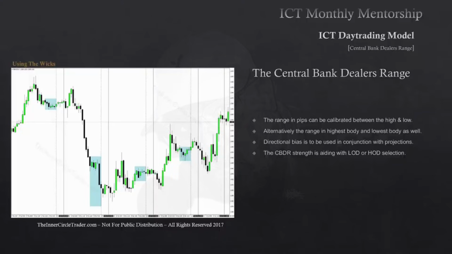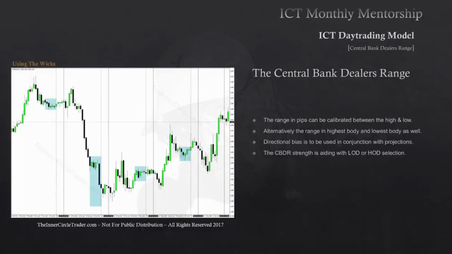The central bank dealer's range strength is aiding in the low of the day or high of the day selection. So the central bank dealer's range main focus is to help you find the high or low of the day in respective bullish or bearish days. In other words, if we're bullish on the market as a whole, or if we're looking for one shot, one kill for the week that's predominantly expected to go up for a Friday close higher than where it opened up on Sunday.